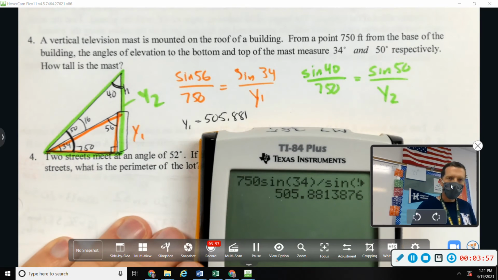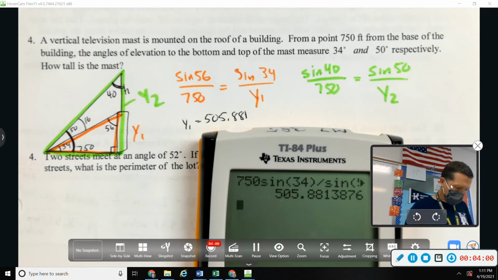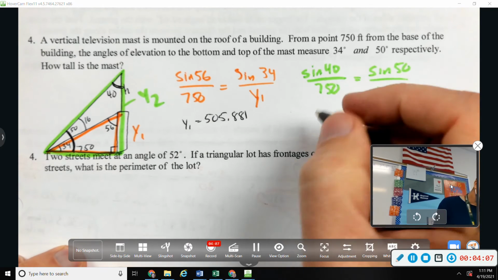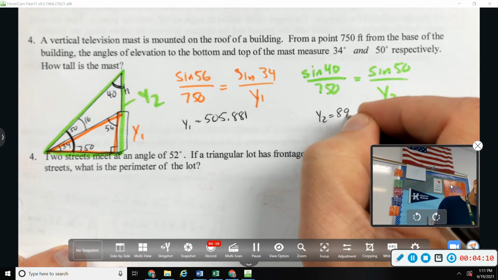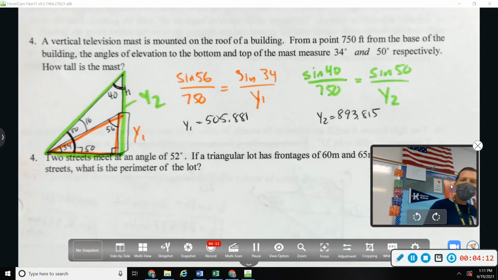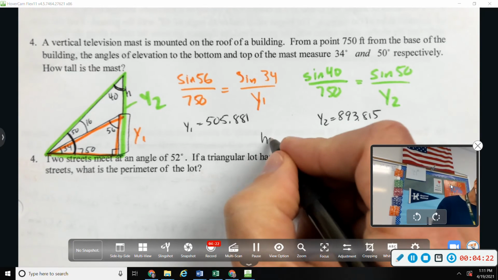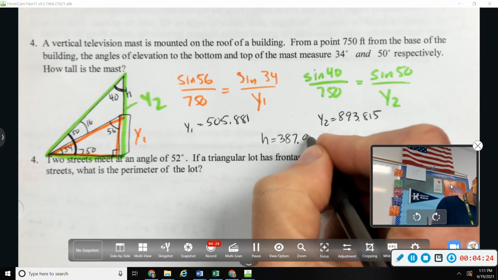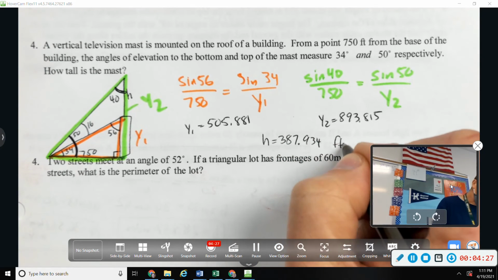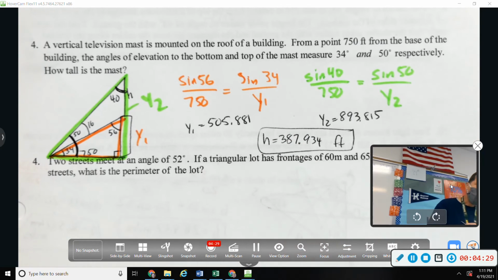That'll give me the total height. 750 sine 50 divided by sine 40. So Y2 is 893.815. Those are the two heights, so now I'll just subtract them to get the height of the antenna. So 387.934 feet.